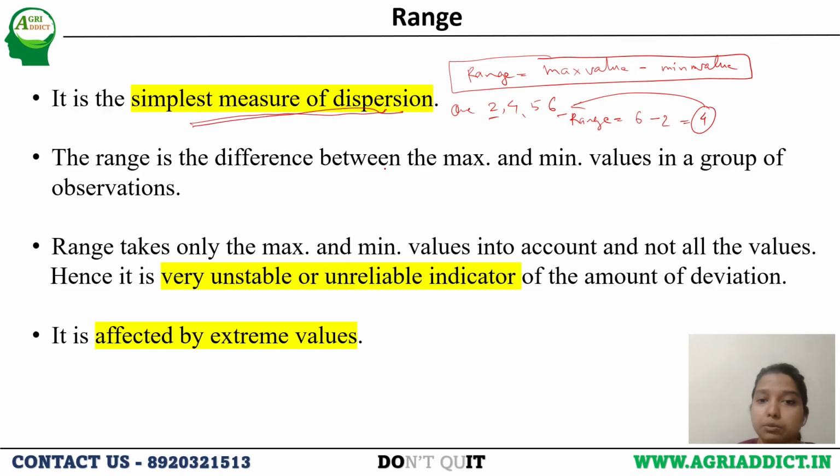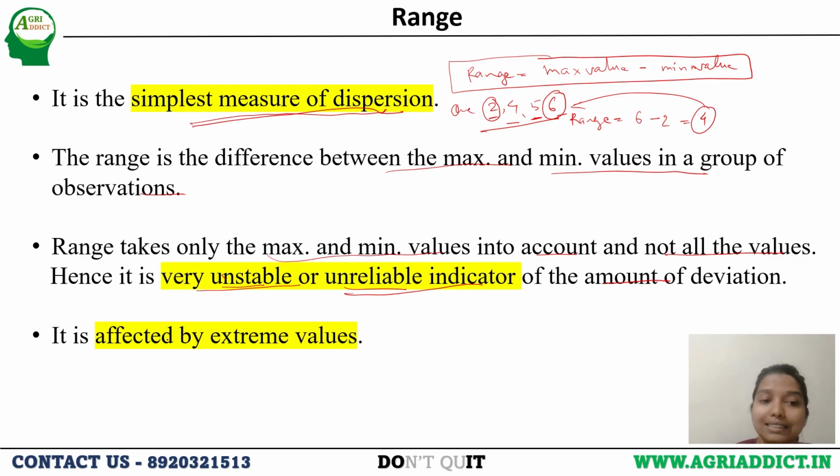Okay. The range is the difference between the maximum and minimum values in a group of observation, just like I said here. Range takes only the maximum and minimum values into account and not all the values. Hence, it is very unstable and unreliable indicator of the amount of deviation. Why we are saying it is unstable and unreliable? Because we are taking the minimum value and the maximum value only of the data series. We are rejecting the other two here in this example. So it is not a reliable indicator because we are not considering all the values given in the observation. So we are saying it is very unstable and unreliable indicator.